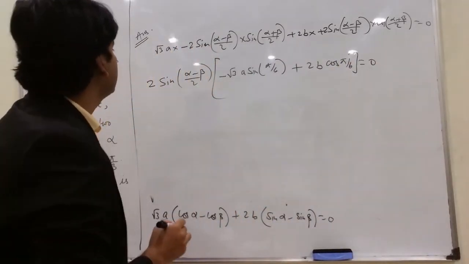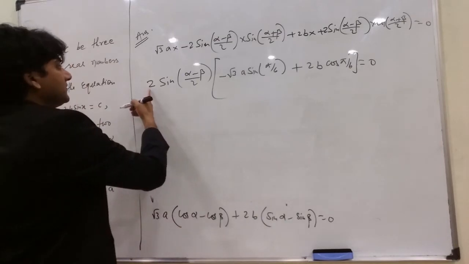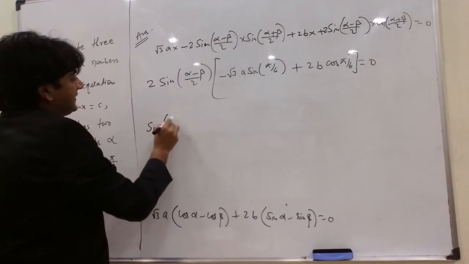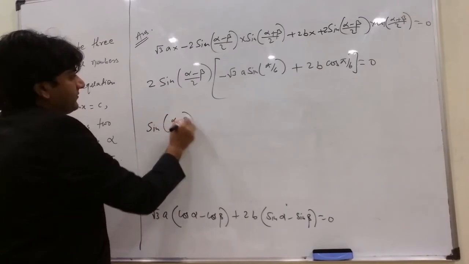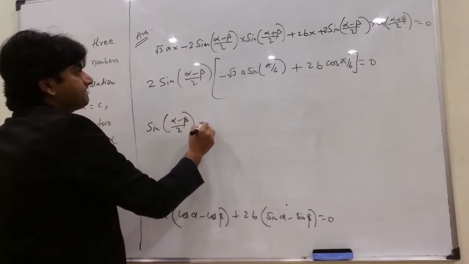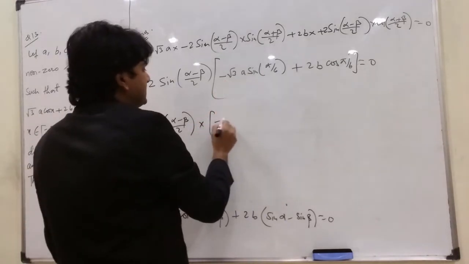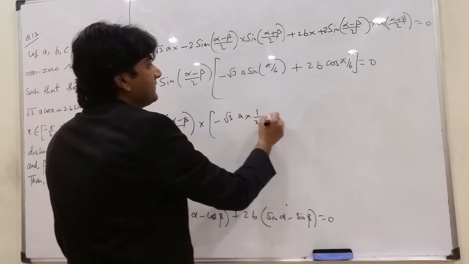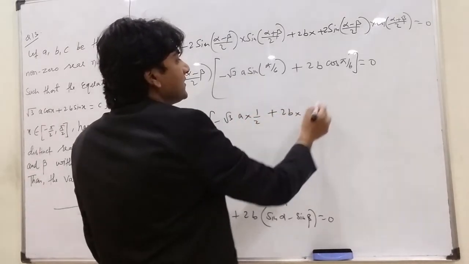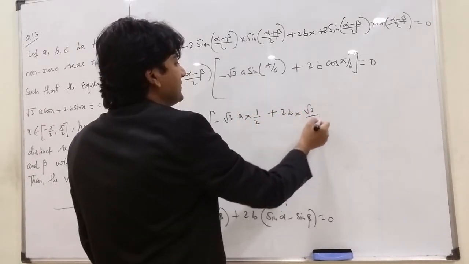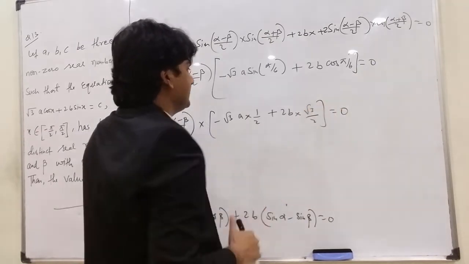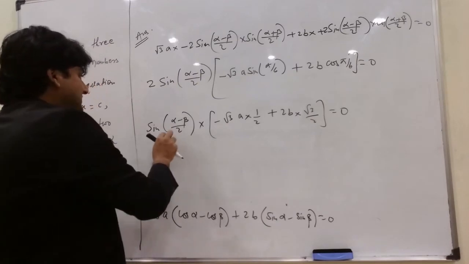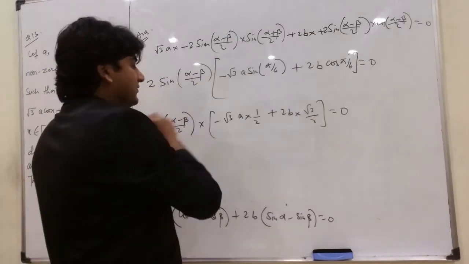Okay. So here I got 2 sin (alpha minus beta)/2 times, this is minus root 3a sin 30 degrees, which is half, plus 2b cos 30 degrees, which is root 3 over 2, now equal to 0.